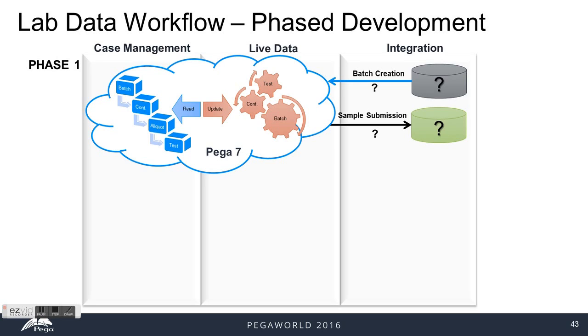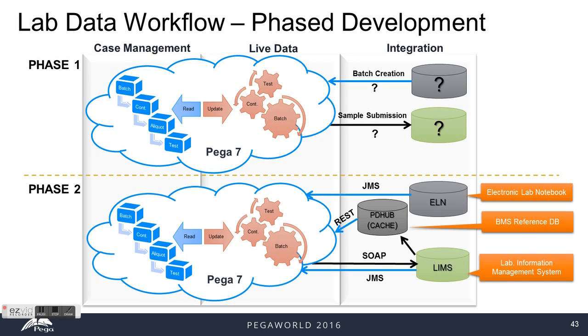Good afternoon. Let's now switch from theory to practice and look at a real implementation of Pega Live Data. Lab Data Workflow LDW was an application that was implemented in phases. In phase one of our implementation, we were focused solely on the case management layer of this application. We weren't really aware of what it would take to build our integration layer at this point of time, but we were really interested in understanding the business requirements that this application needed to address.